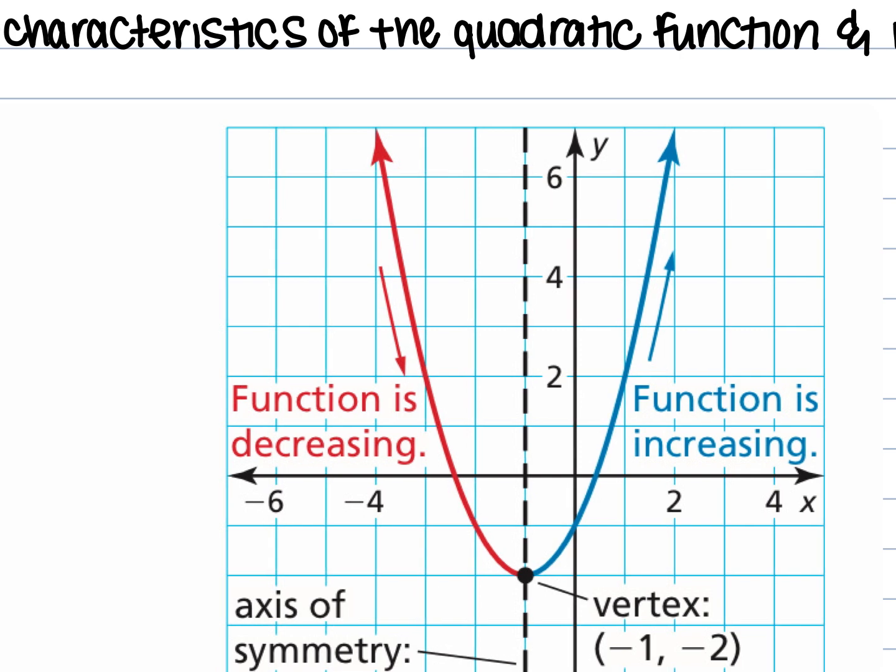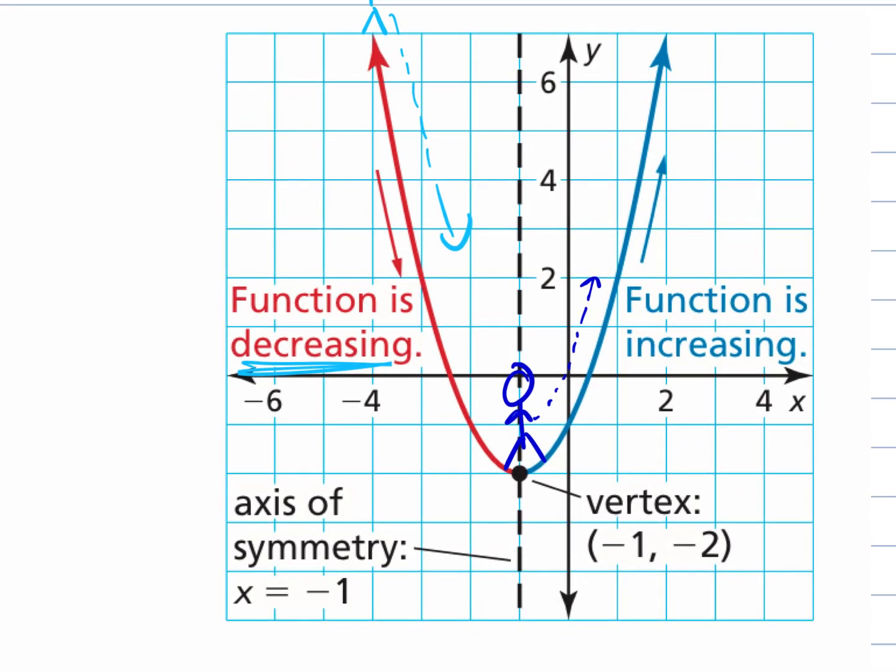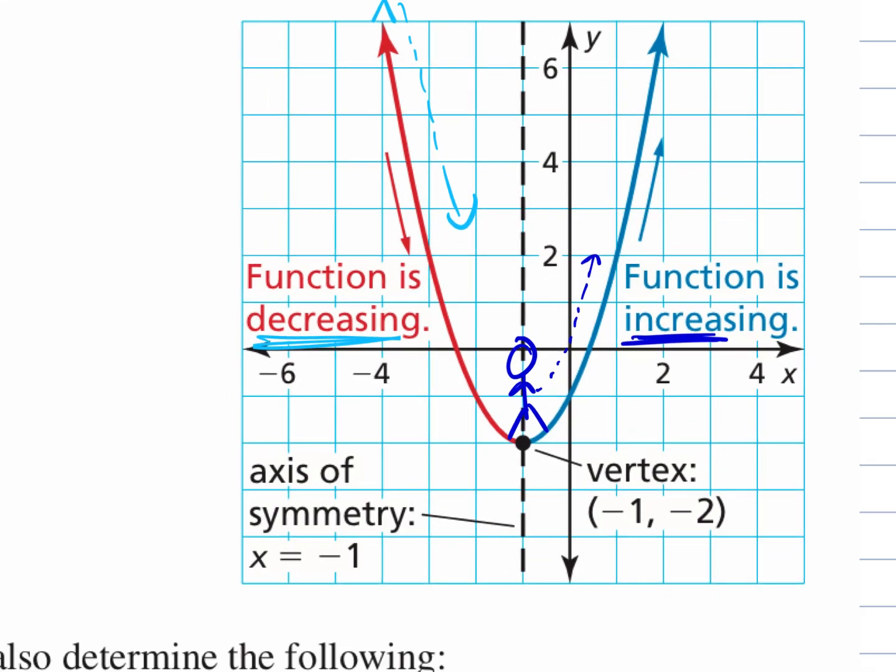Starting at the left side of our graph, if I was a person walking along my graph here, would I be walking uphill or downhill? I'd be walking downhill, so our function is decreasing. Since we're walking downhill, it'd be decreasing until we get to our vertex. Then, walking all the way to here, would we be walking uphill or downhill? Uphill. So on the left side of our axis of symmetry, we would be decreasing. On the right side, we are increasing.